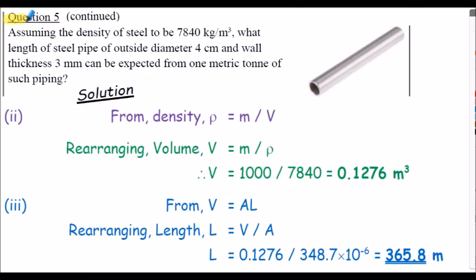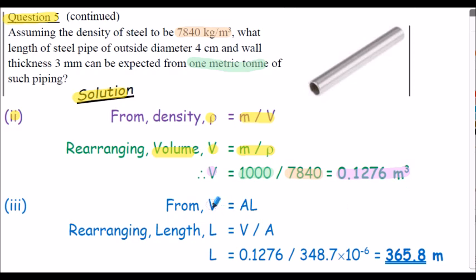Question 5, solution continued here. So part 2, from density is equal to mass divided by volume, we can rearrange to find the volume, it's mass divided by the density. We're given the mass in the question, it's 1 metric ton, it's 1,000 kilograms, and we're given the mass density in the question, 7,840 kilograms per meter cubed, so we can calculate the volume in meters cubed.